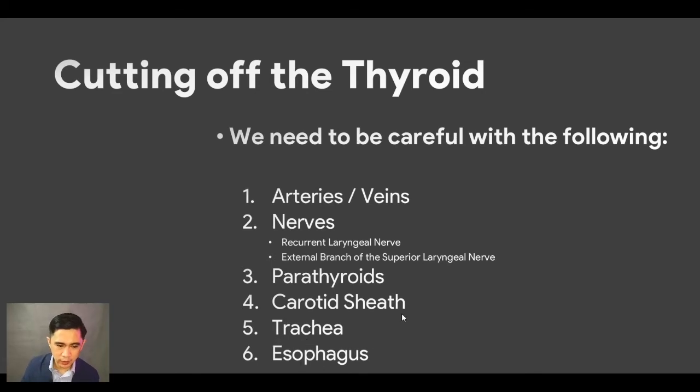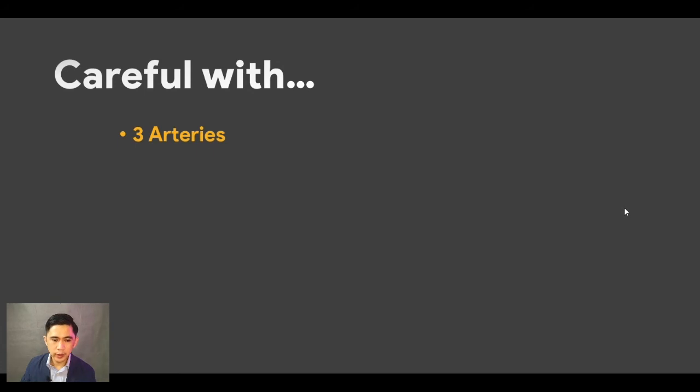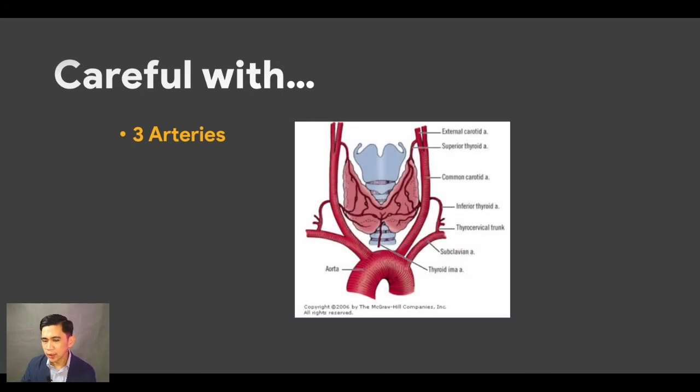That's how surgeons work. We have to remove a gland, but we really have to be careful not to damage the other glands or tissues surrounding the target gland so that we won't have complications. First, we have to be careful with the 3 arteries of the thyroid. So we just don't remove the thyroid per se, but we have to clip off the arteries of the thyroid.